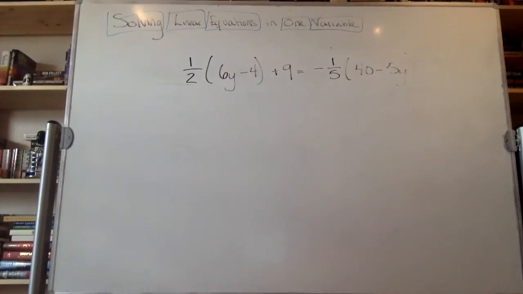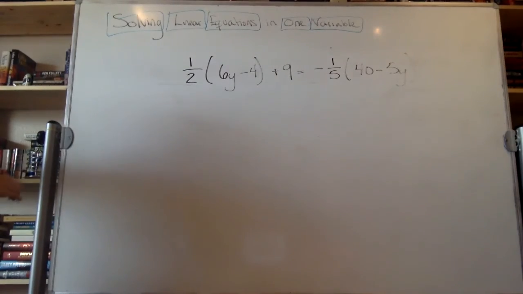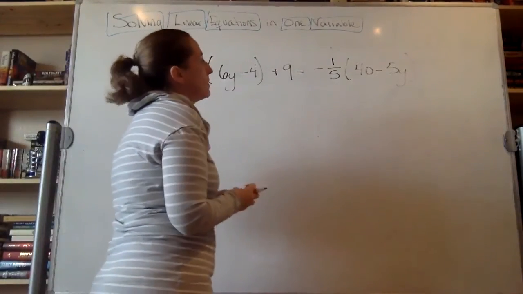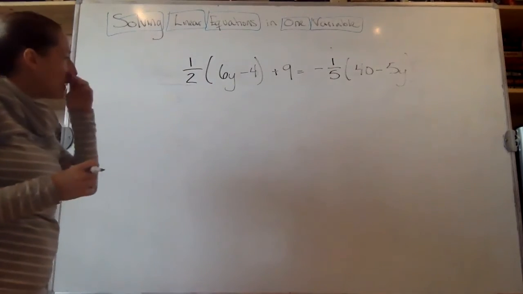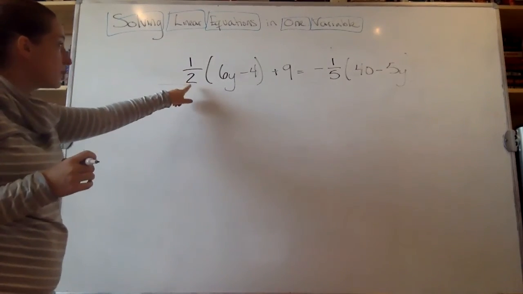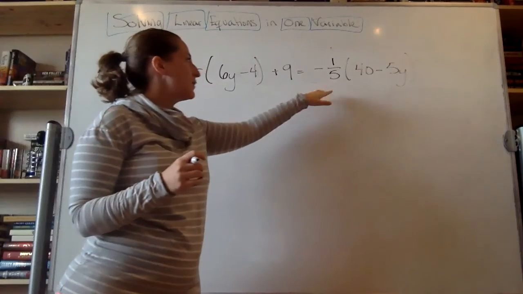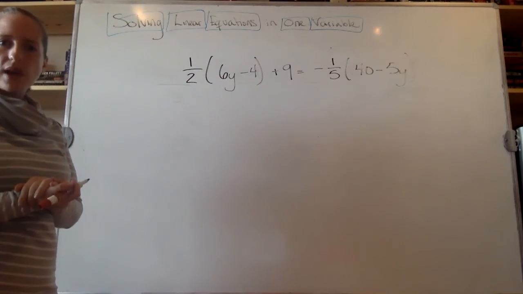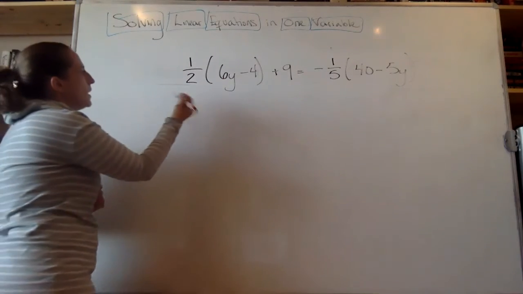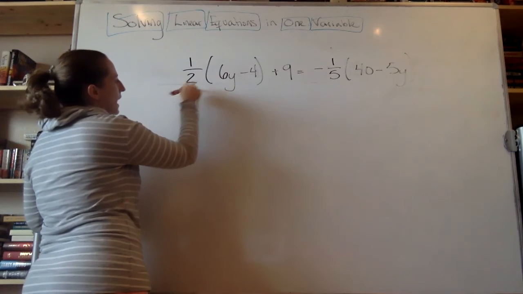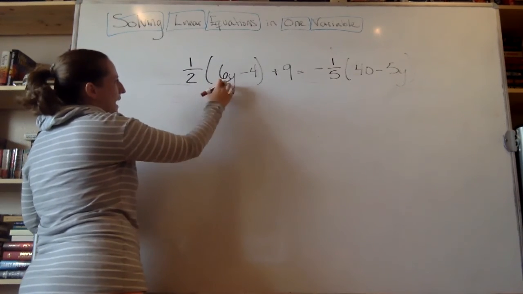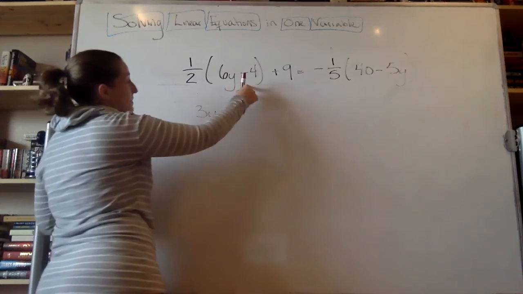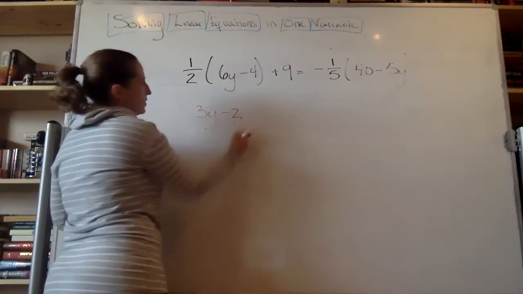All right. So for this example, 1/2 times 6y minus 4 plus 9 equals negative 1/5 times 40 minus 5y. Well, I could clear the fractions first by looking for a common denominator between 1/2 and 1/5. But I actually think when I distribute, I'm going to end up with no fractions anyway. Let's see what I mean by that. When I distribute this 1/2, I'll have 1/2 times 6y. Well, 1/2 of 6 is 3, so I'll just have 3y. 1/2 times negative 4 is negative 2.